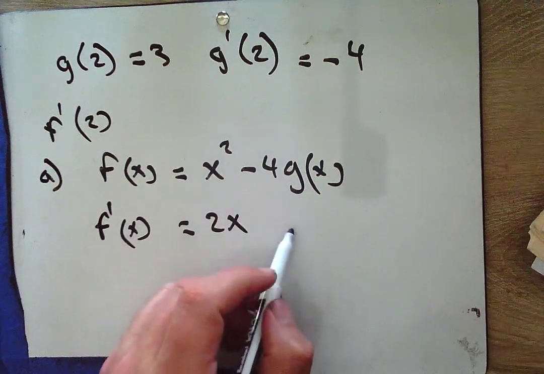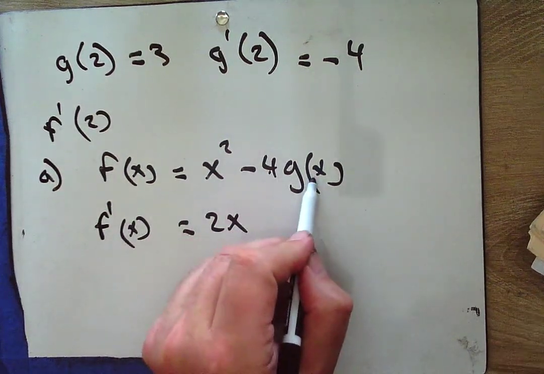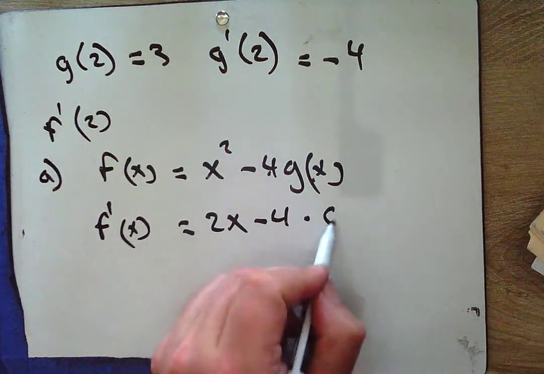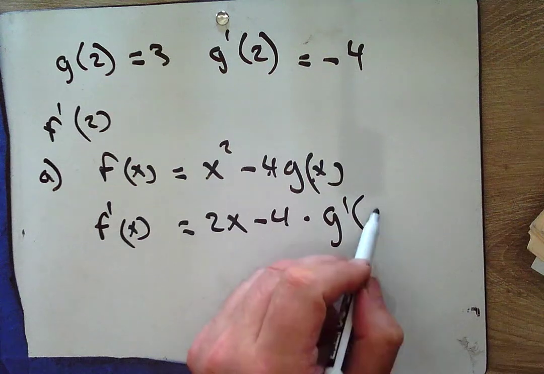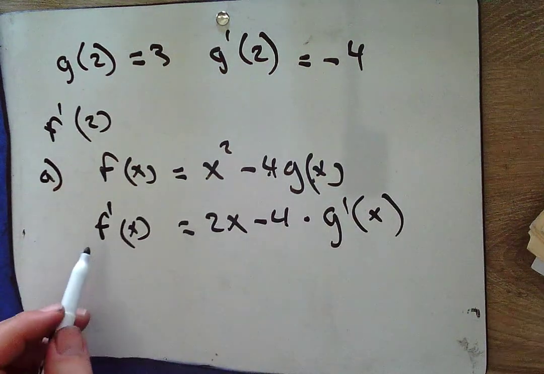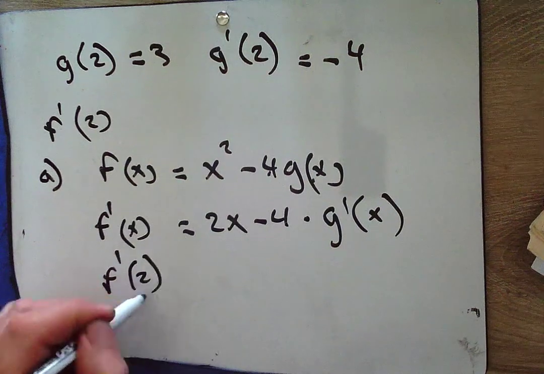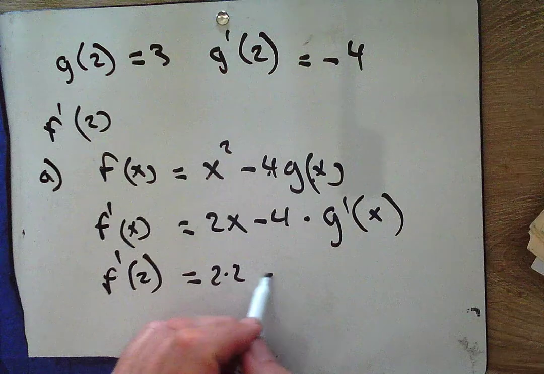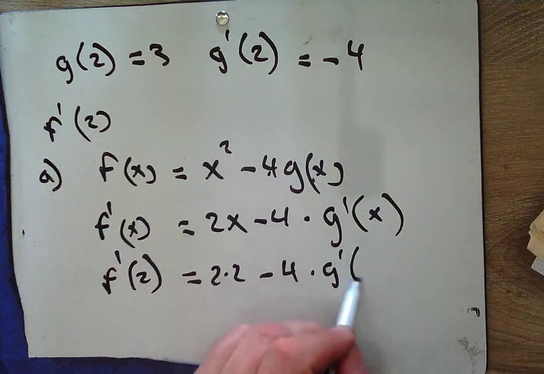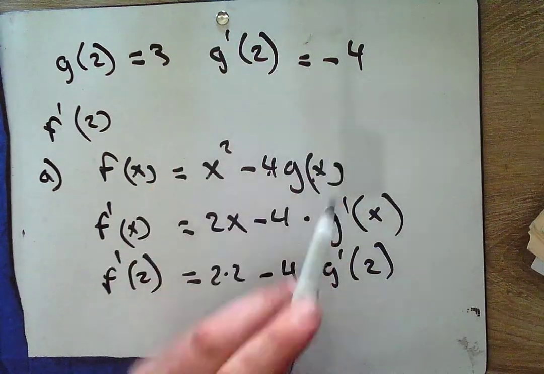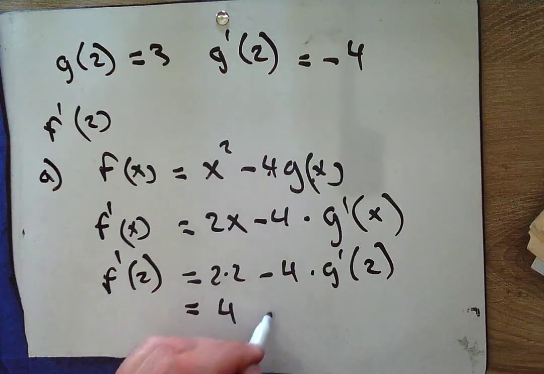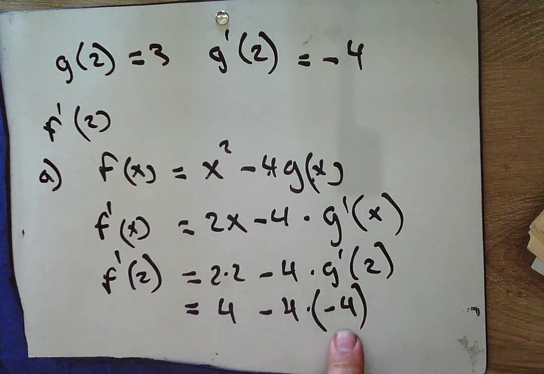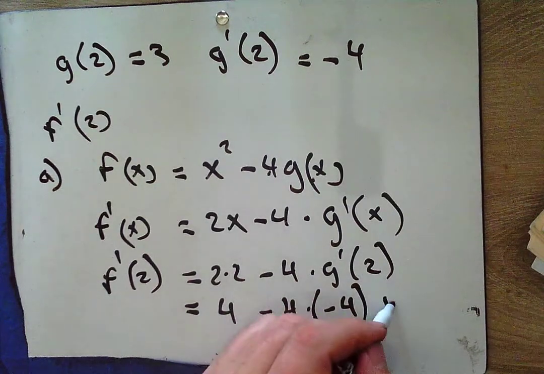Derivative of x squared is 2x. This is a constant times a function. The derivative of a constant times a function is going to be a constant times the derivative of that function. So that's my f prime of x. I want f prime of 2. So that's 2 times 2, right? Because x equals 2, so I put the 2. Minus 4 times g prime of 2. G prime of 2 is -4. I mean, 4 minus 4 times -4. -4 times -4 is positive 16, plus 4 is 20.